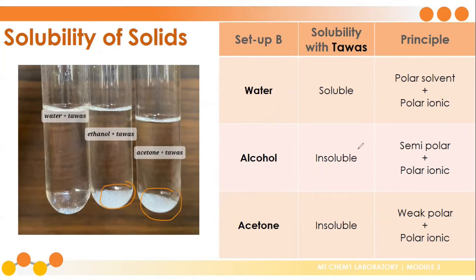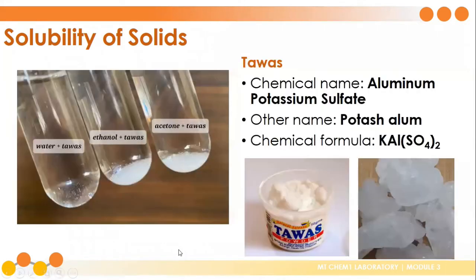Again, this is because alcohol is semi-polar, containing few charges, similar to acetone, which also has few charges that can interact with the charges in the tawas, making it insoluble. The chemical name for tawas is aluminum potassium sulfate, or it is also called potash alum. The chemical formula is KAl, or aluminum, and then we have here the sulfate.